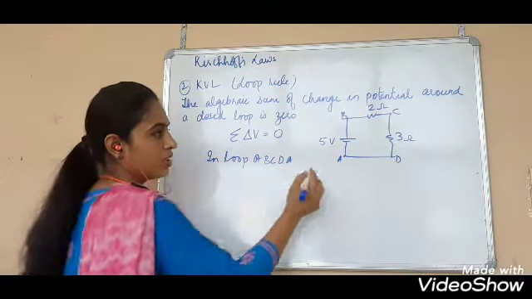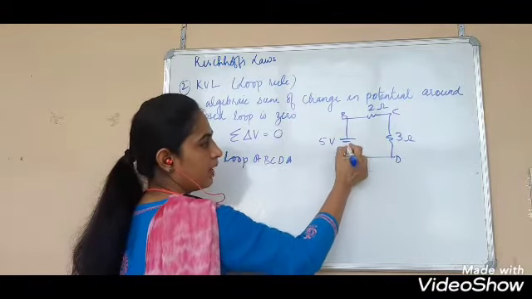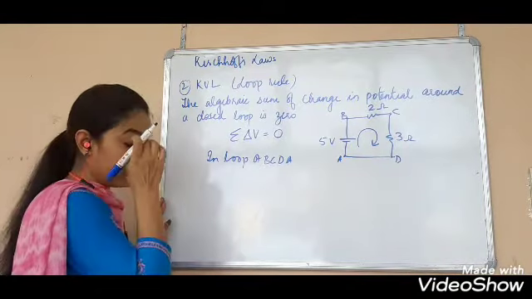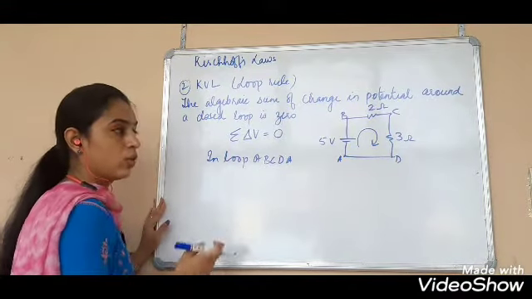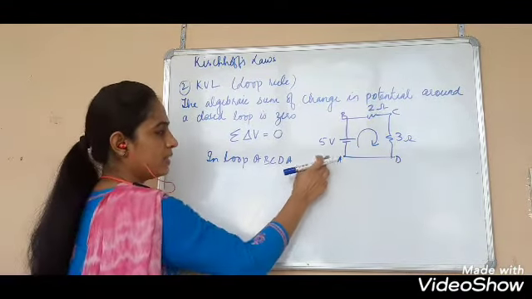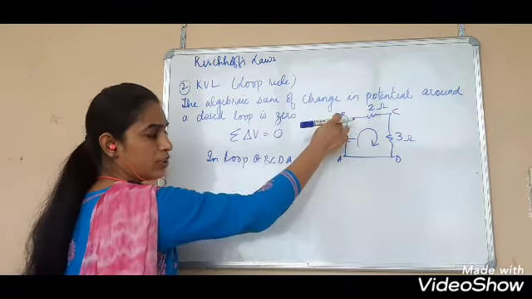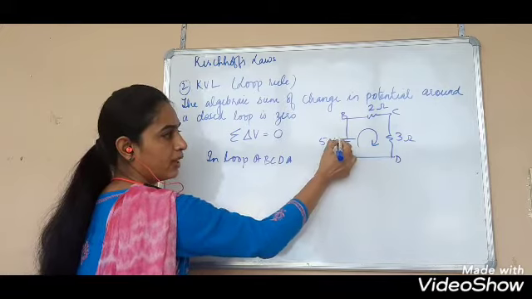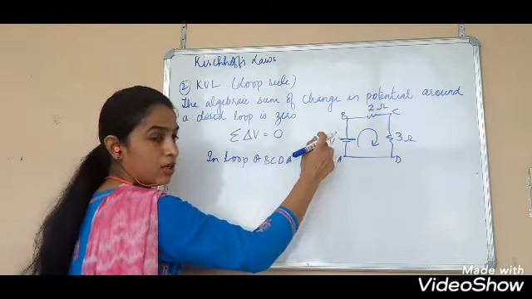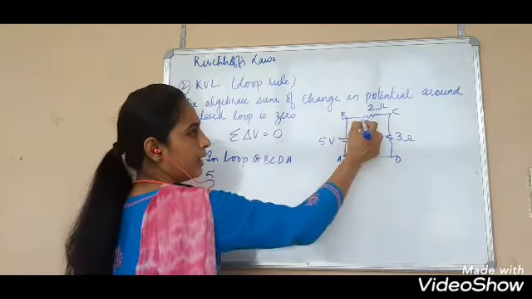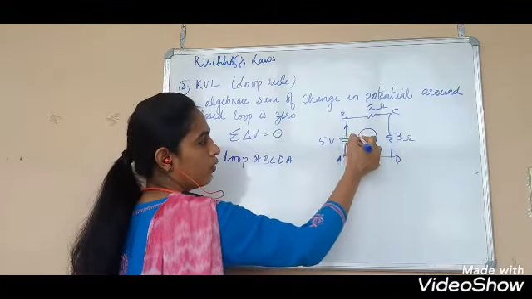Okay, sum of potential drops is here. While going, I have to choose a path. Let us say I take a clockwise path. So in loop A, B, C, D, A, while going from A to B, what is the potential drop? Here I am going from negative to positive terminal of the cell. This is a potential gain, so plus 5.